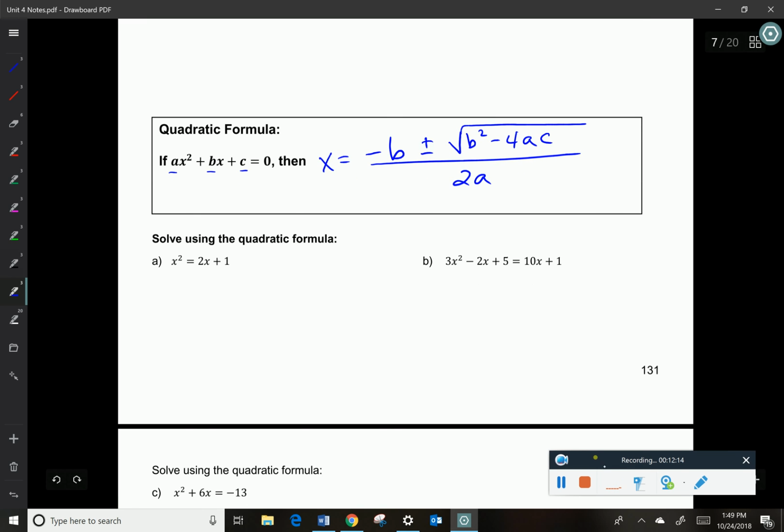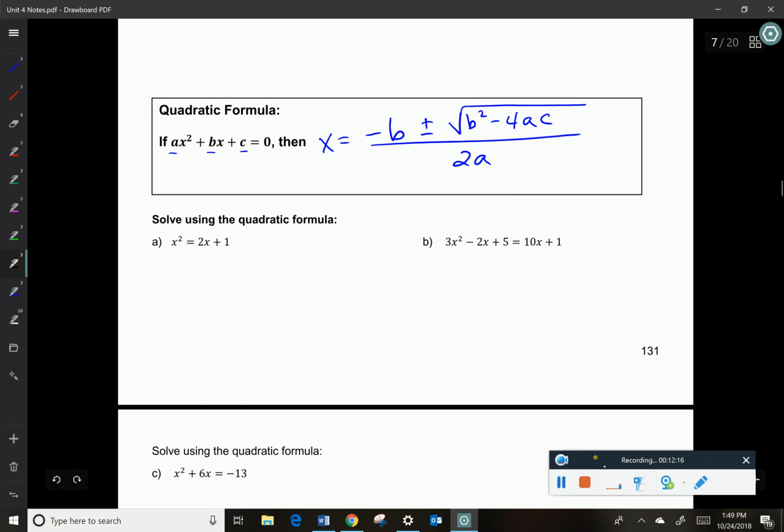All right, so take a look at letter A. Well, it's not in the right form, right? I have to have it set equal to 0, so I'm going to think of it as x squared minus 2x minus 1 equals 0. So now I just have to identify the a, b, and c. Remember, the a is the number in front of the x squared, and if there's not a number there, it's assumed to be a 1. The b is the number in front of the x, so it's negative 2. And the c is the constant at the end, so the c is negative 1.